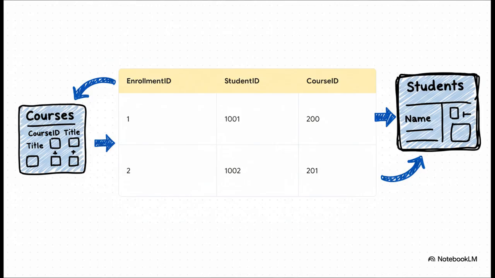Let's make this real. Check out this enrollments table. Its only job is to connect students to courses. Notice that student ID column? That's our foreign key. The number 1001 doesn't mean much by itself, but it acts as a pointer, a direct link right back to John Smith in the students table. We don't have to repeat his name or major, we just reference his unique ID. It's so efficient. And the course ID column does the exact same thing for courses. That is the relational magic in action.